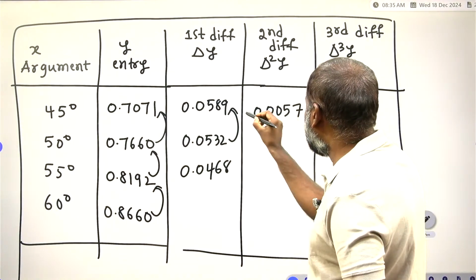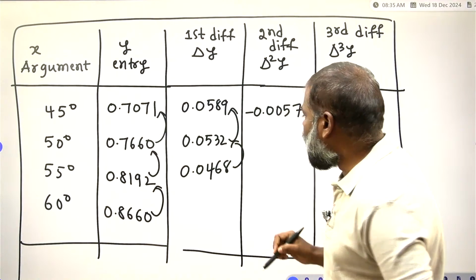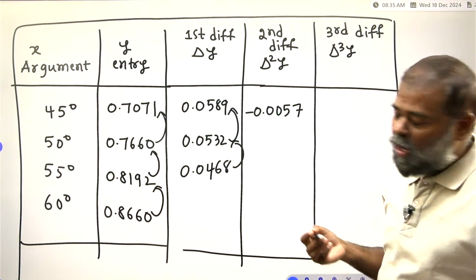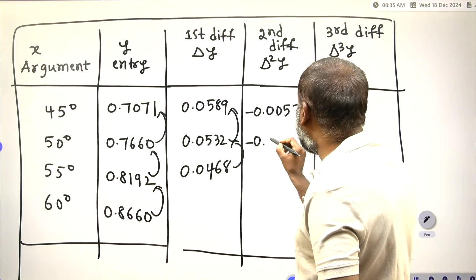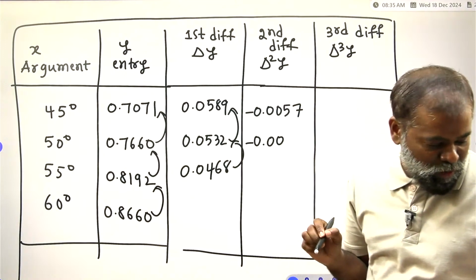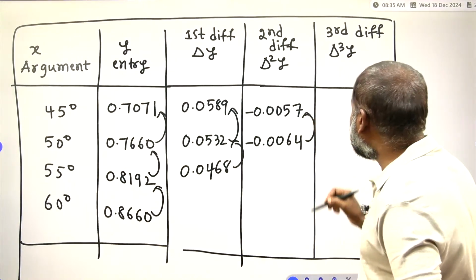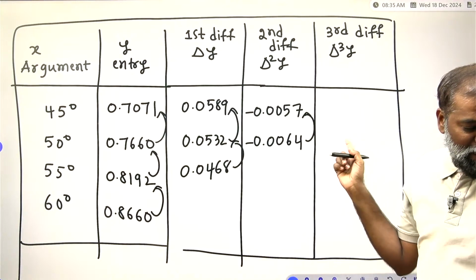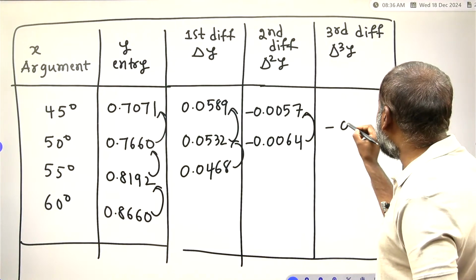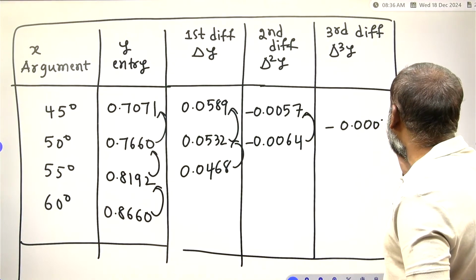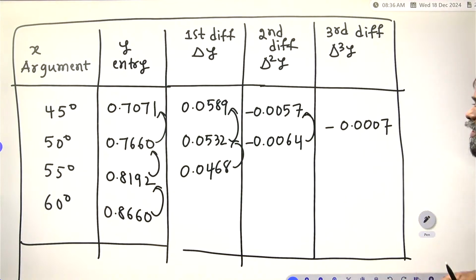0.0057. This is the minus. Now you have to subtract this value. How much value do you get? 0.0064 you are getting. Again you subtract these two values. You will get the delta cube minus 0.0007. Clear? So these are the values.